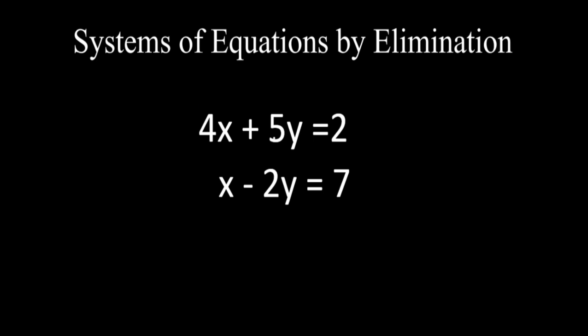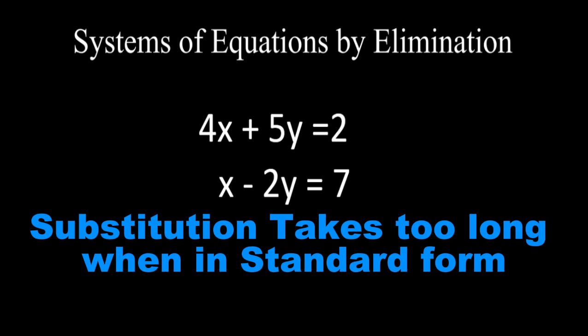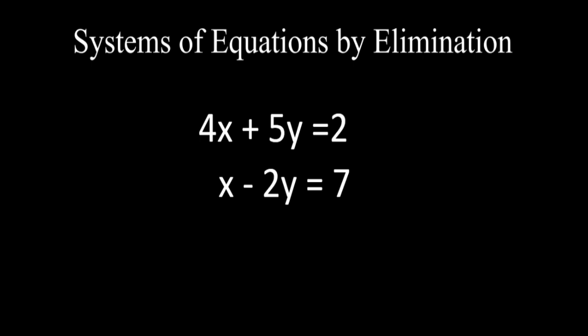Okay guys, let's do another problem here. So we have this problem: x plus 5y equals 2 and x minus 2y equals 7. By the way guys, I just wanted to let you know that you could solve this using substitution by putting each of the equations in slope-intercept form, and then substituting and solving from there. But of course, elimination is a much faster way, especially when the equations are in standard form.